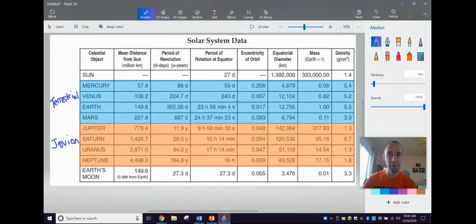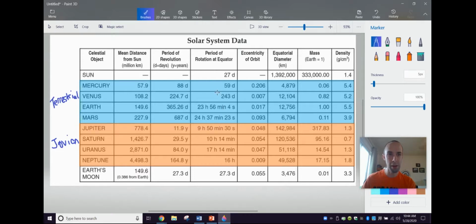But notice the period of rotation of the big giant gas giants here. They are spinning a little bit faster, right? If you look at Jupiter, it spins all the way around once in almost 10 hours, which is kind of crazy. Its spin is so fast. That's actually what causes, you'll see, the big giant red spot on Jupiter. There's a lot of swirling gas, which is going to create kind of tornado, hurricane-like conditions on the surface. So that fast spin is interesting.